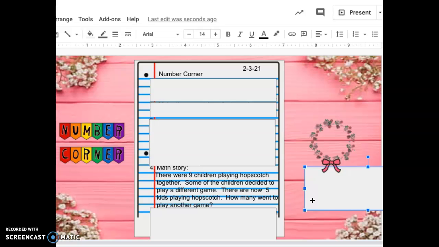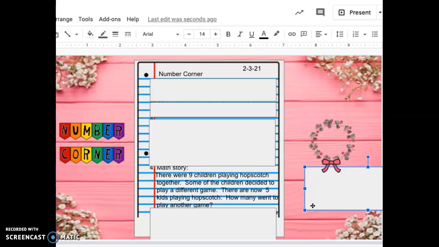Number 2, you need an equation. The equation will need to match your picture and the story. And number 3, you will need your answer with the label. Remember that label is the topic of what we are answering. Again, I will read the story.